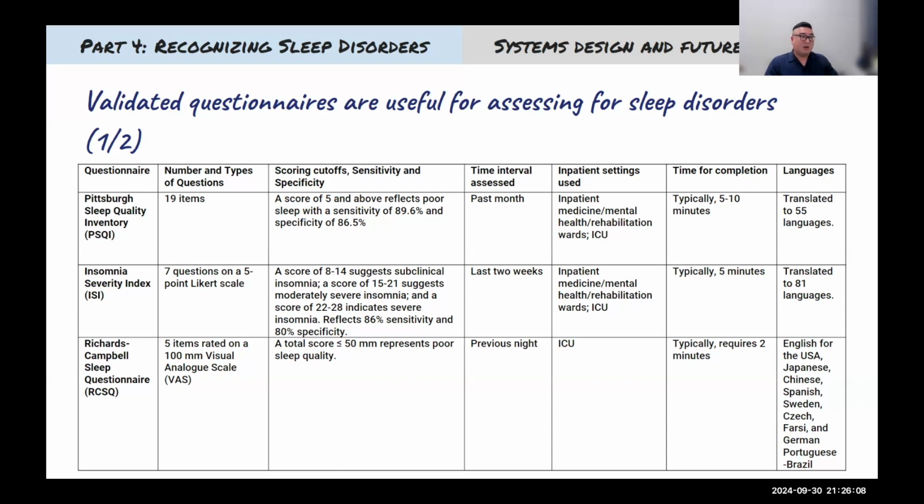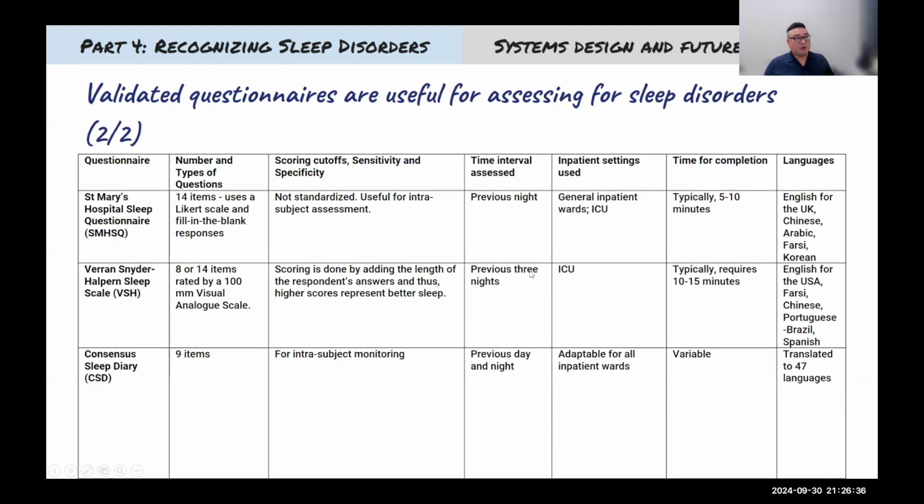both of which are used significantly both in clinical and also research work. However, you'll see that the time interval assessed is not necessarily applicable to the inpatient milieu, the inpatient setting. The PSQI looks at changes in sleep over the past month. The ISI looks at changes over the last 2 weeks. So you might choose to use more hospital-adapted questionnaires, such as the Richards-Campbell Sleep Questionnaire, which focuses on sleep issues over one night. There's the St. Mary's Hospital Sleep Questionnaire, again, assessing 1 night's worth of sleep and night-to-night variability. There's also the Verran-Snyder-Halpern Sleep Scale, which focuses on sleep changes over the last 3 nights.